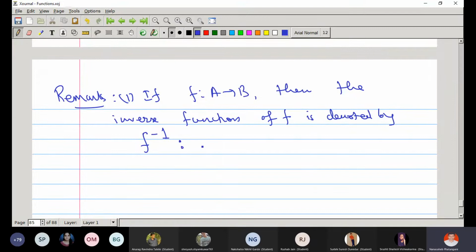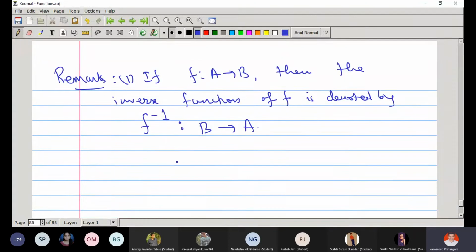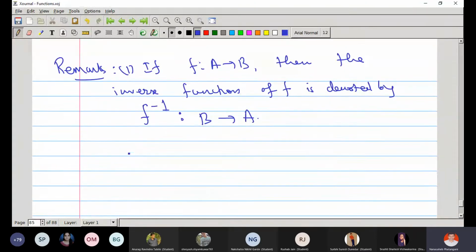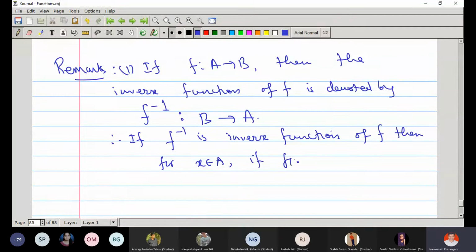Therefore, if f inverse is the inverse function of f, then for x in A, if f of x is equal to y, then f inverse of y is x. f inverse of y is x. But in general, is it true?